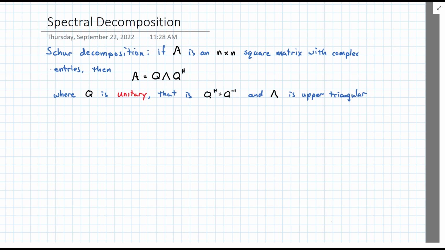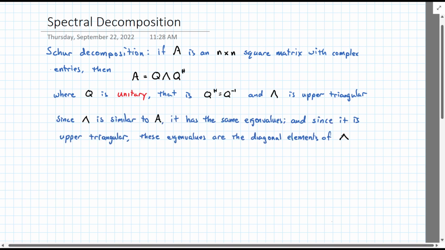It's unitary, which means that Q Hermitian is equal to Q inverse. And also, lambda is an upper triangular matrix. Now this works for any square matrix A, complex or real. So the first property to come out of this, we won't prove it, but we'll state it. That is, since lambda is similar to A, it has the same eigenvalues. And since it's upper triangular, these eigenvalues are the diagonal elements of lambda. Okay, so this is the Schur decomposition.